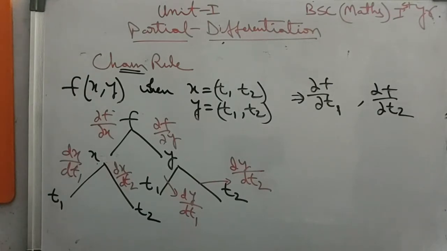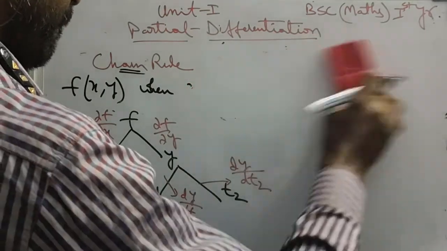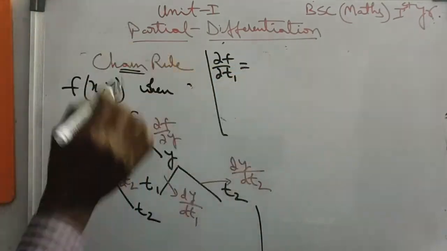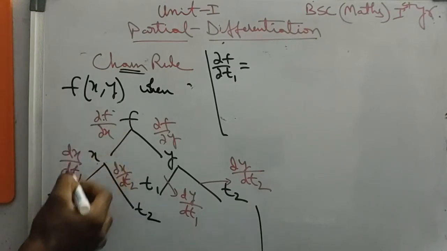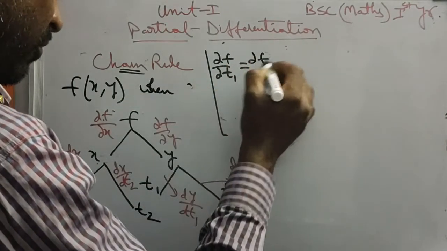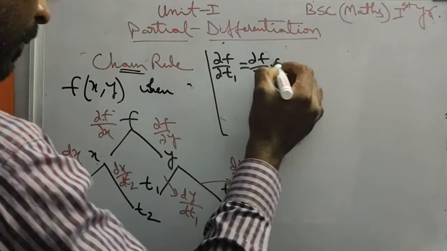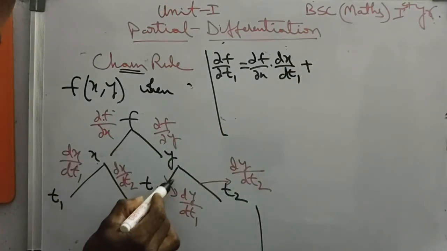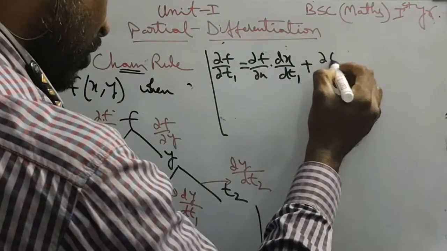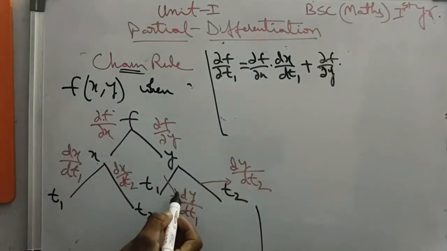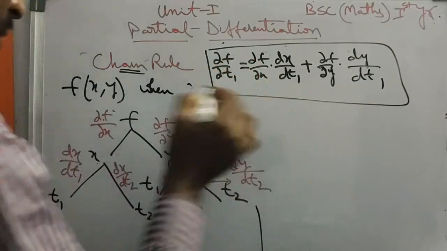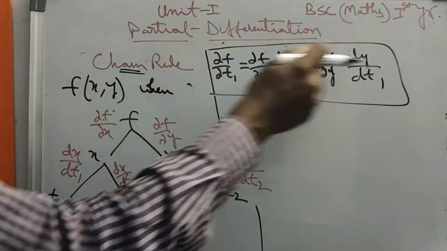So the way of writing is: dou f by dou t1 equals, I need t1-related terms, multiply these two: dou f by dou x into dx by dt1, plus, and here t1-related only, dou f by dou y into dy by dt1. This is the way of writing df by dt1.